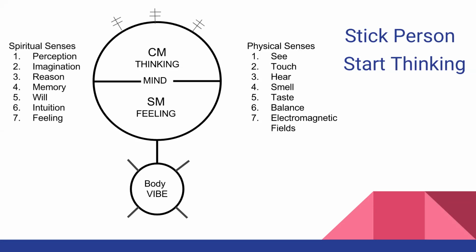The other part of this is the spiritual senses, the higher faculties, as some people call it. So there are physical and spiritual aspects to this. Spiritual senses here are perception, imagination, reason, memory, will, intuition, and feeling. Seven again. And they're all interrelated. I didn't write them in order.